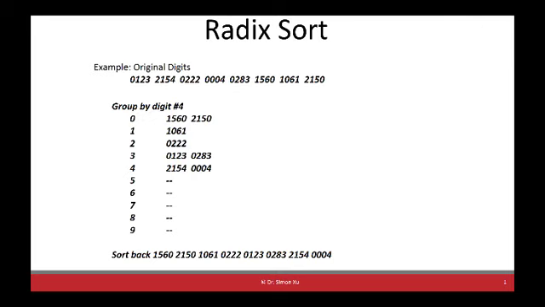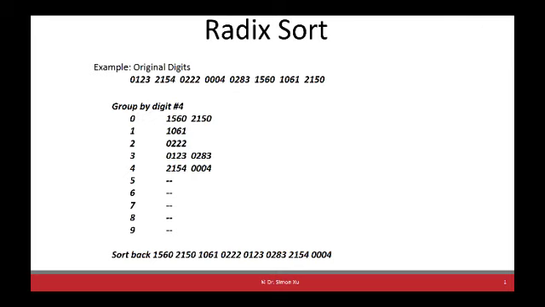After we have put all the values into those 10 buckets, we just write down from the first one, bucket 0, bucket 1, according to the order, and write them back into the set. So you can see those data are sorted based on the last digit.